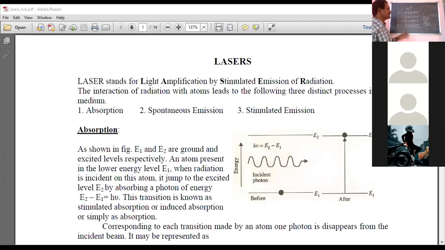So what exactly is this laser all about? Now, before we get to know what exactly the characteristics of lasers are, before we learn all this, we need to know certain terminology in order to understand lasers. The main terminology that we need to understand is written here: absorption.